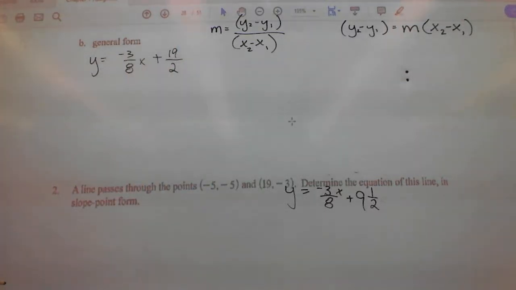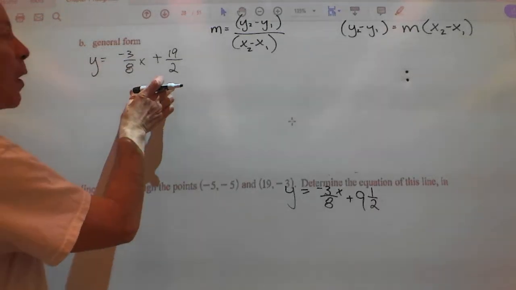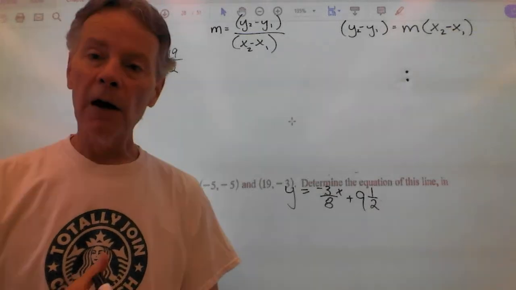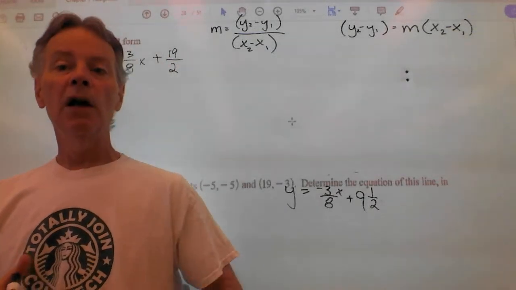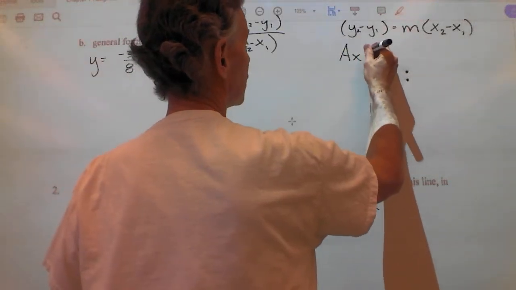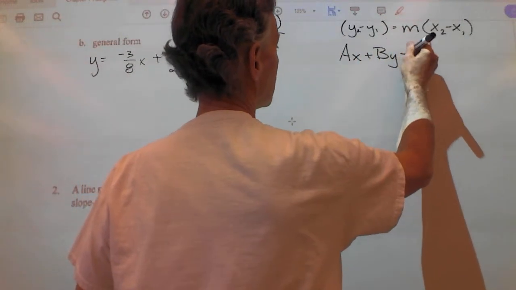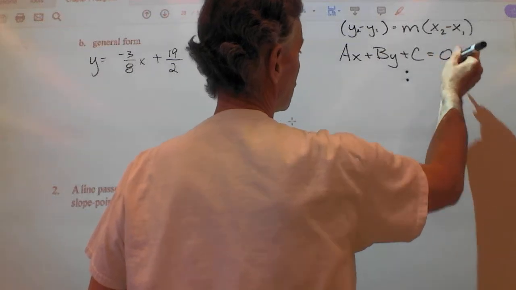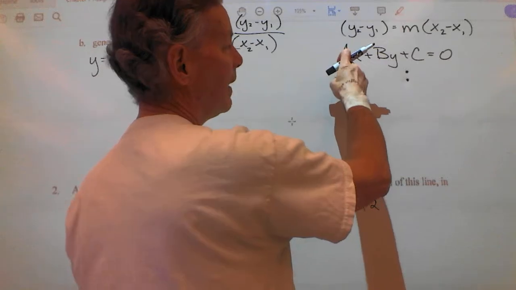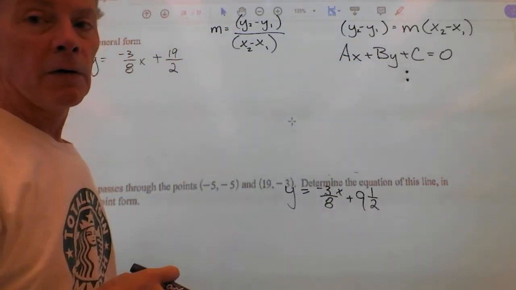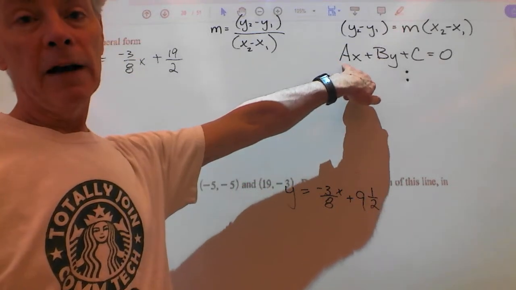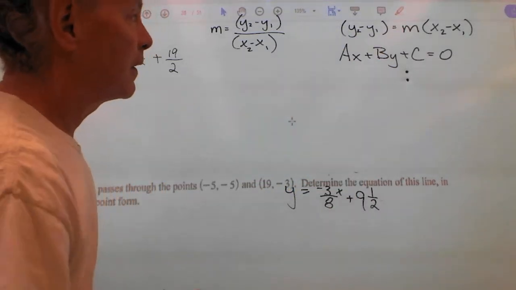Okay? We have to change this into general form. Well, what does that mean? Remember, that was lesson 7.2. In general form, equations take the form ax plus by plus c equals 0, where a, b, and c are integers, and a has to be positive. Okay? So no fractions, no decimals, no negative on the number attached to the x.